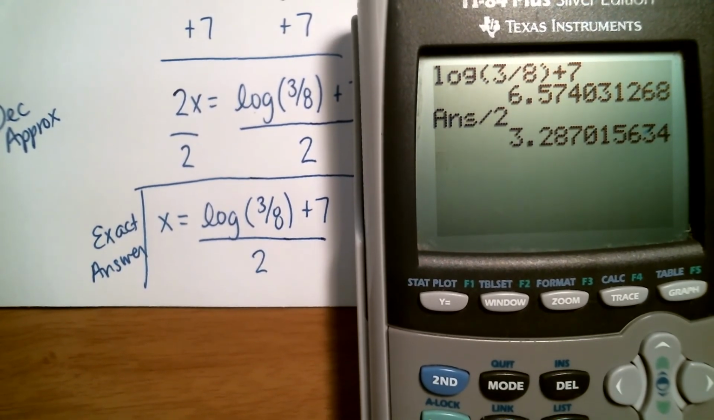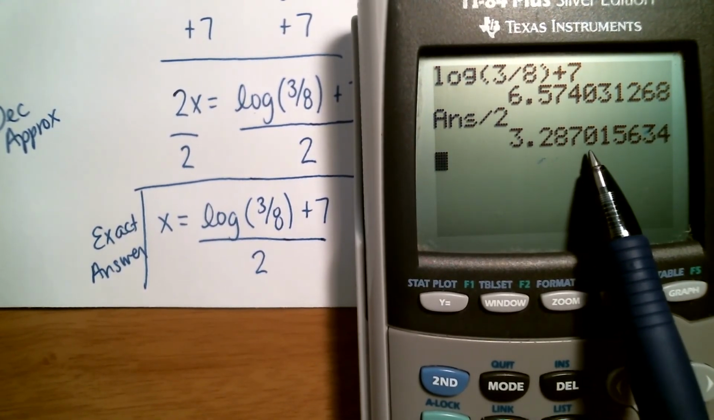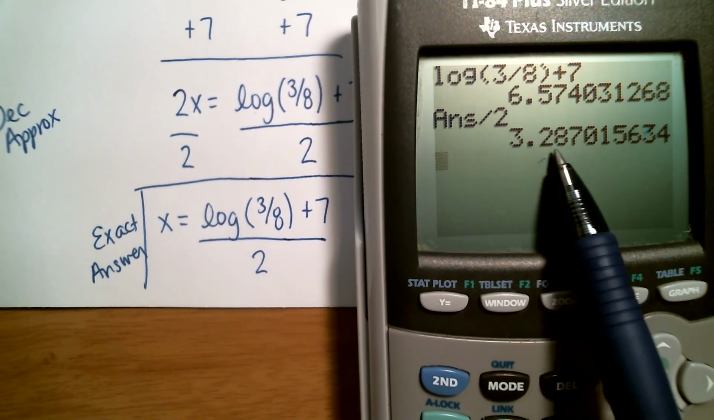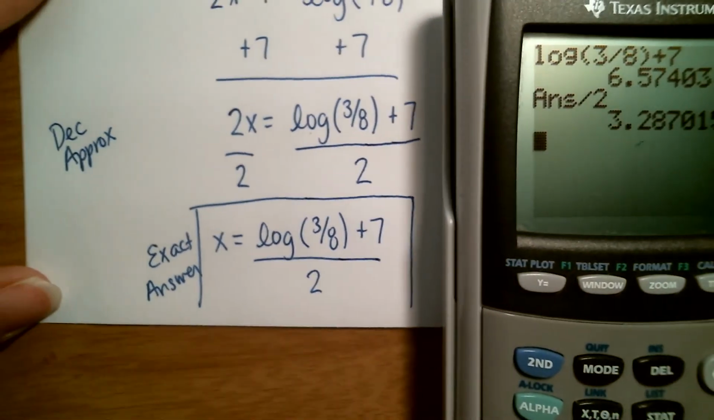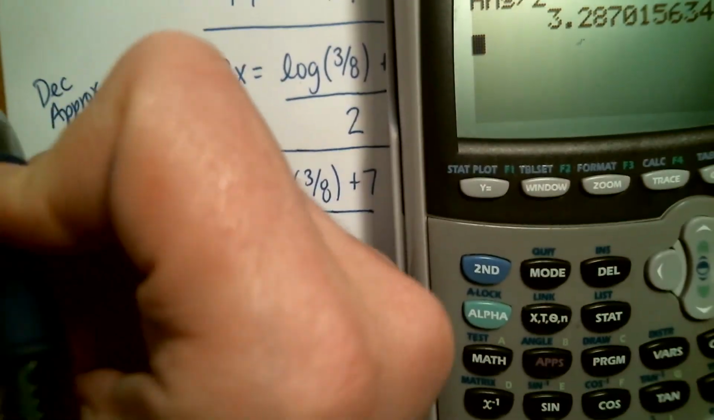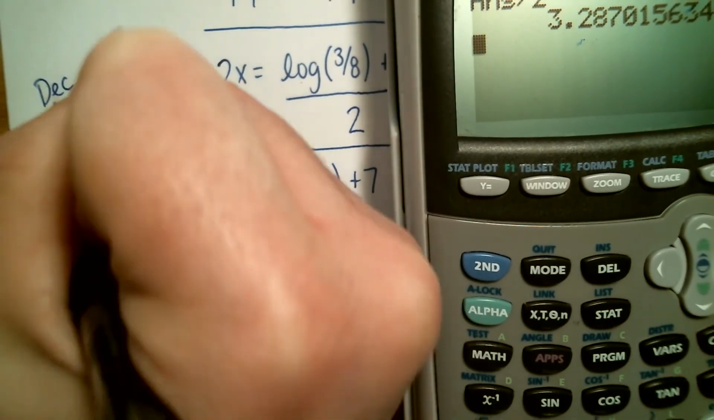We're going to round to 3 places after the decimal point. So you've got 287, and you've got a 0 after the 7, so we will just keep it the same. We won't round up. So my decimal approximation is that x is approximately 3.287.